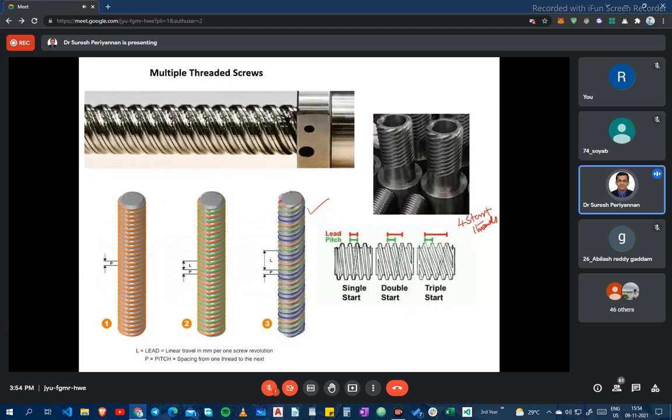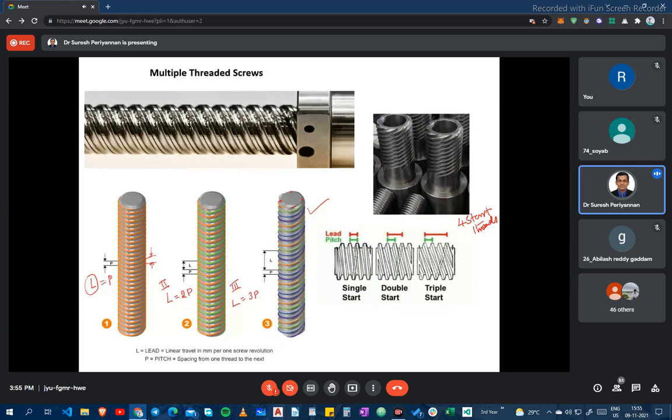See here, in single start thread, we already know the crest to crest distance is nothing but our pitch. The length of travel of the nut, the lead, is the same as the pitch in single start thread. In double start thread, the lead is equal to twice the pitch. In triple start thread, the lead is going to be 3 times the pitch.